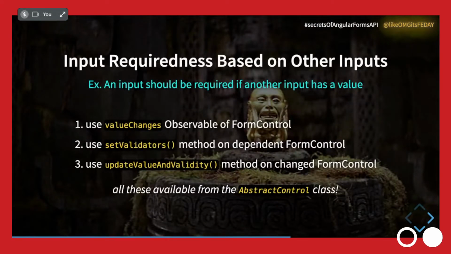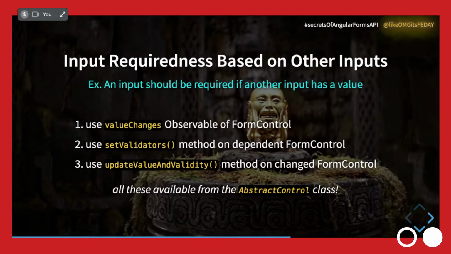So the first thing we talked about is if we have an input and its requiredness needs to change based on other inputs. So here are the different things available in the Angular Forms API that we can use to make this happen. We can use the value changes observable of our first form control. So anytime that form control changes, we know it's changed and we know what its new value is.